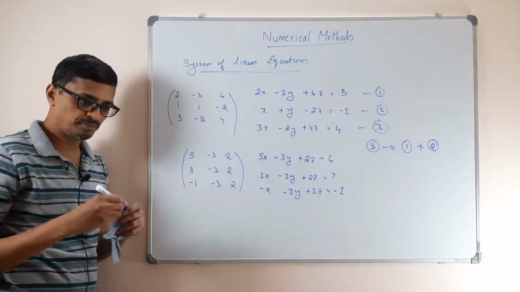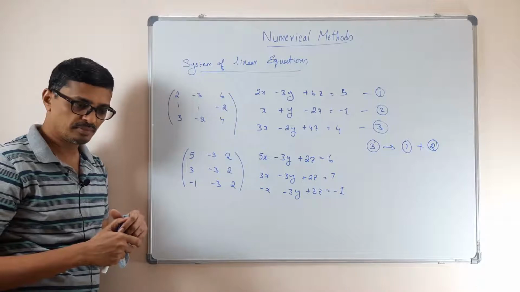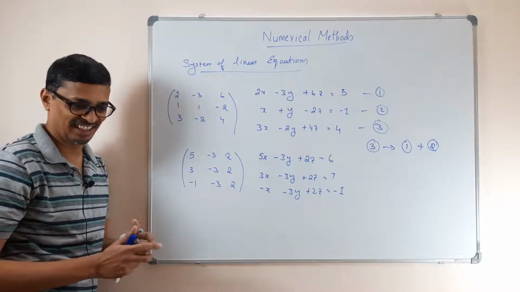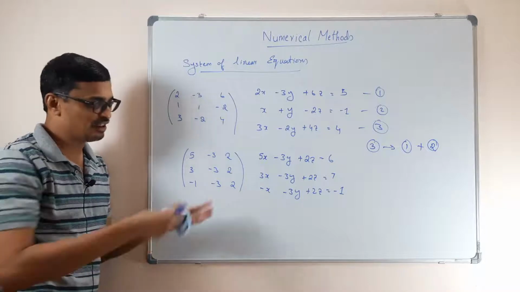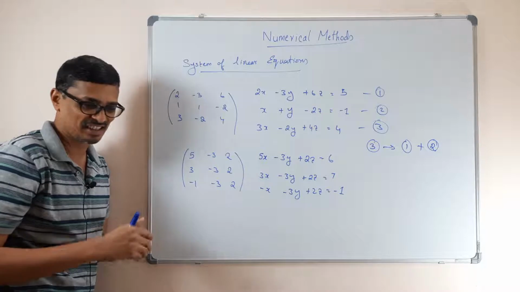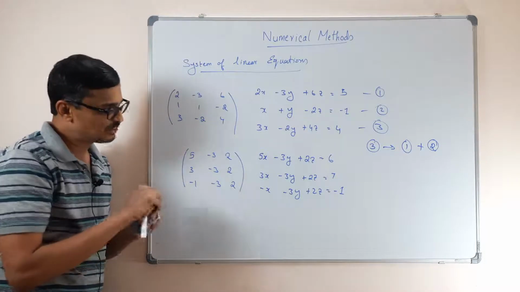Done? The determinant is 0, right? Of course, the singular matrix. If you use Cramer's rule, you will get determinant 0, so of course you can't solve it. Okay, so you got it.